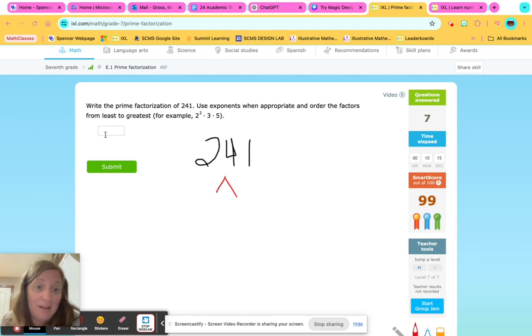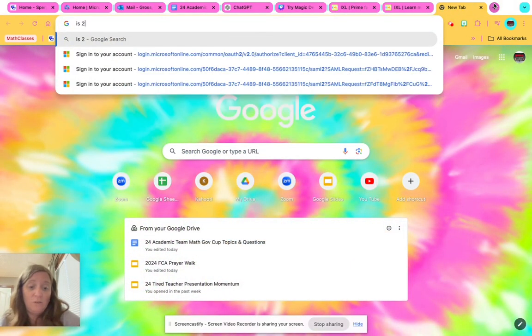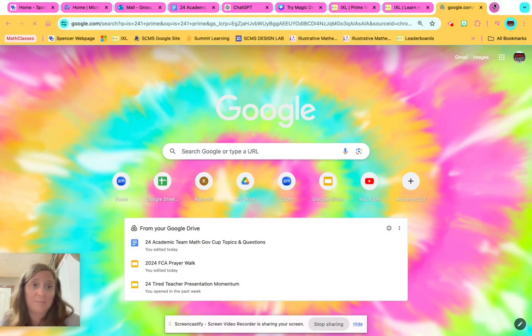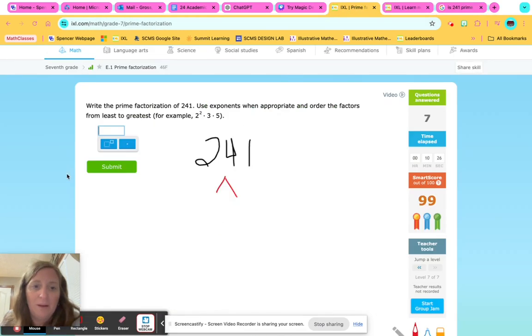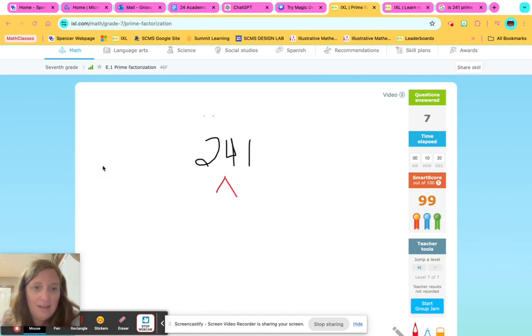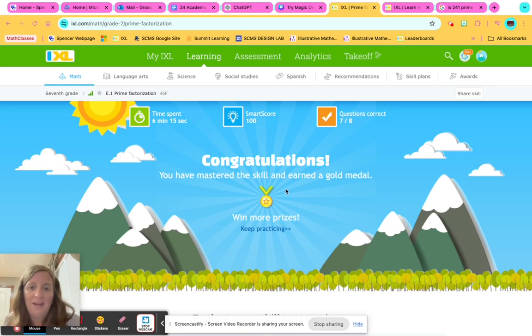Now, before I hit enter and be wrong, I am going to check. I'm going to see, is 241 prime? Yes, it is. 241 is a prime number. So we got it right. So we're just going to put 241 in there. It kind of left us hanging on that last one. And we got our gold medal.